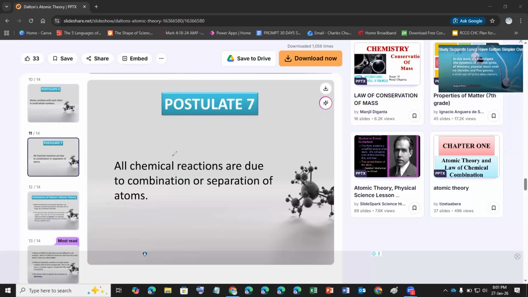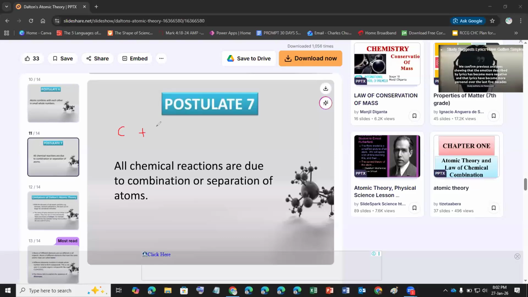Okay, combination or separation of atoms. Let me explain it again. Carbon combines. What's happening? Stuck. Just give me a minute. I don't know, my computer seems to be on the hanging side today. Okay, it's back.